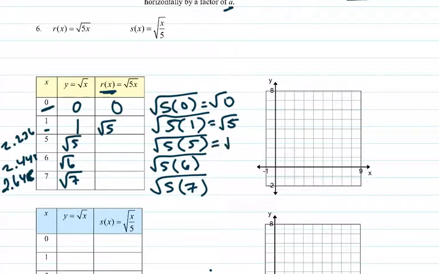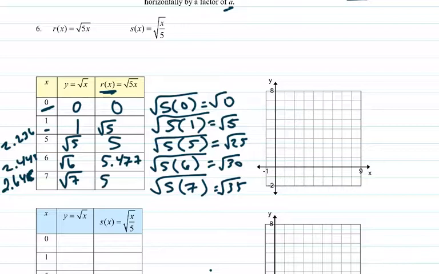5 times 5 is 25, so the square root of 25 is equal to 5. And then square root of 30 is not going to be perfectly accurate. It's going to be a decimal value. And the decimal value rounded would be 5.477. I'm rounding to the thousandths. And then square root of 35 is also going to be another decimal answer. Square root of 35 is 5.916.